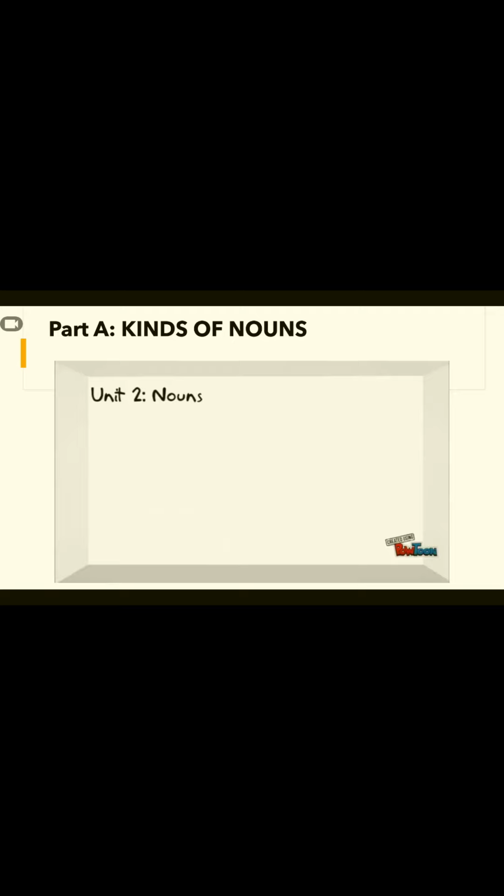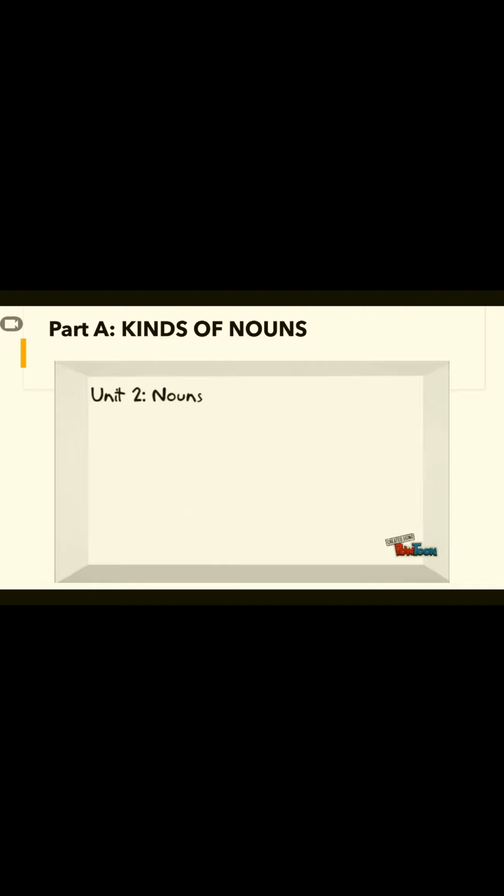Let's first of all look at part A. On your worksheet, you'll see kinds of nouns. You'll see there are empty spaces that you need to fill in as you watch the video. Prepare your pen and let's get ready to take notes at the same time.